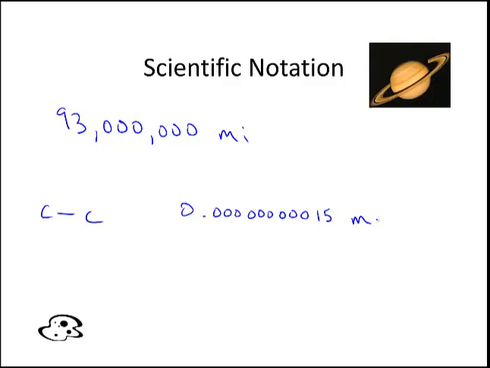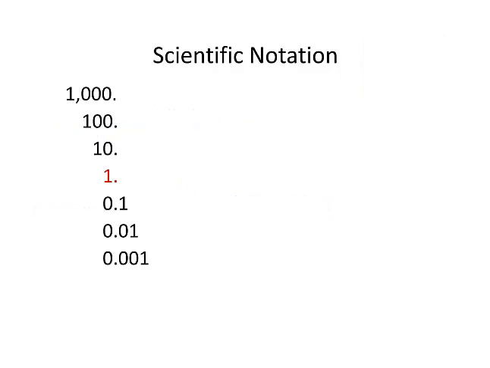Now this creates some challenges for us. How do we express these really big or really small numbers? How do we put them in our calculator? How do we handle them in a way that is not just really cumbersome? In order to do this, we use what we call scientific notation. Now, in order to help you understand scientific notation, I'm going to start with a set of numbers.